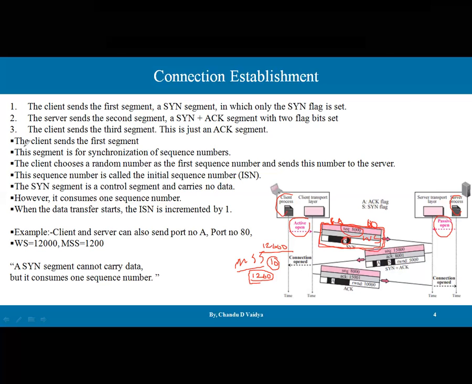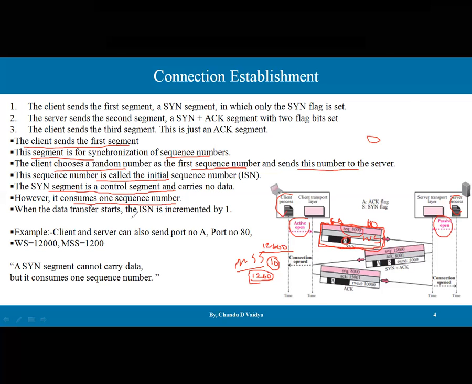Okay. In this, the client sends the first segment, the SYN segment, the synchronization of the sequence number. The client chose a random number, and this sequence number is a random number. It is not going to start from 0. It is a random number as the first sequence number, and it sends this number to the server. This sequence number is called the initial sequence number. Then the SYN segment is a control segment and carries no data. However, it consumes one sequence number.